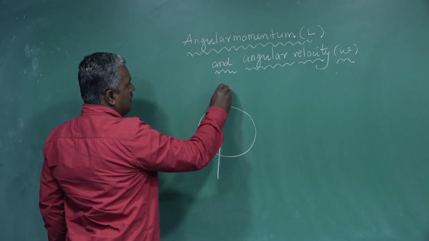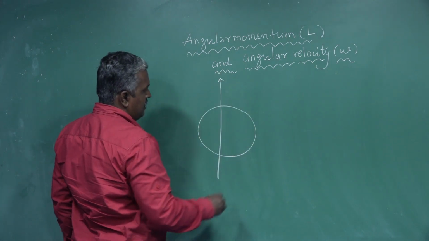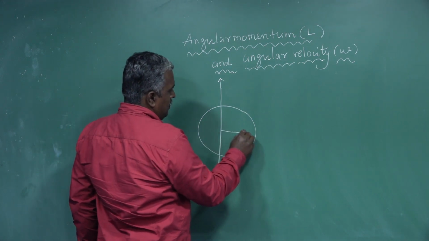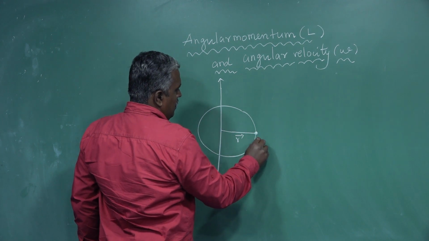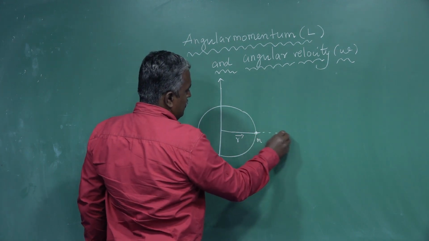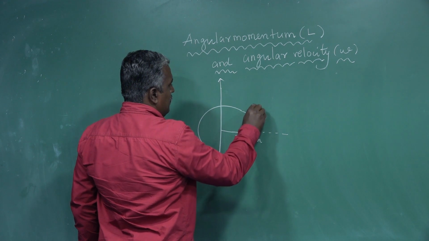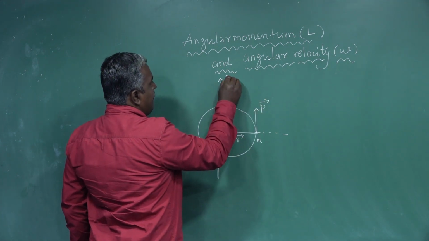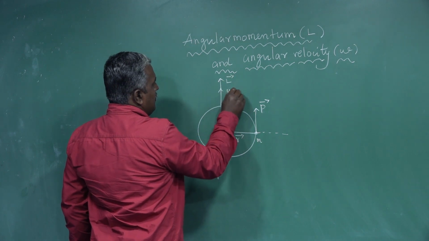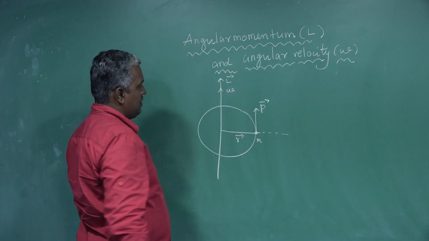Simplest topic this. So listen properly. Nothing else. This is a point mass. This is P vector, this is R vector, L vector, this is omega, angular velocity. Okay.